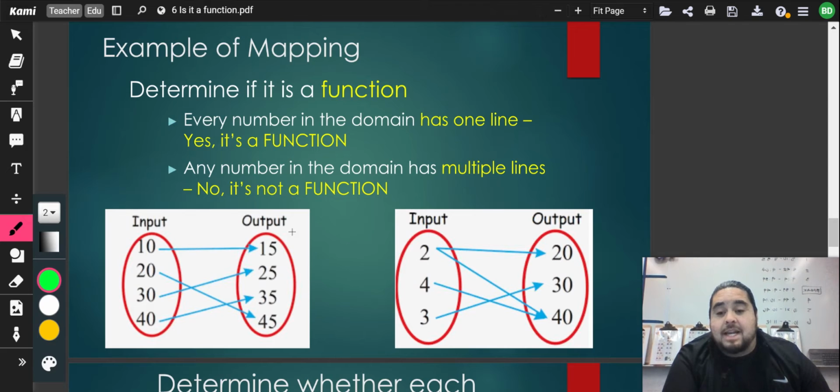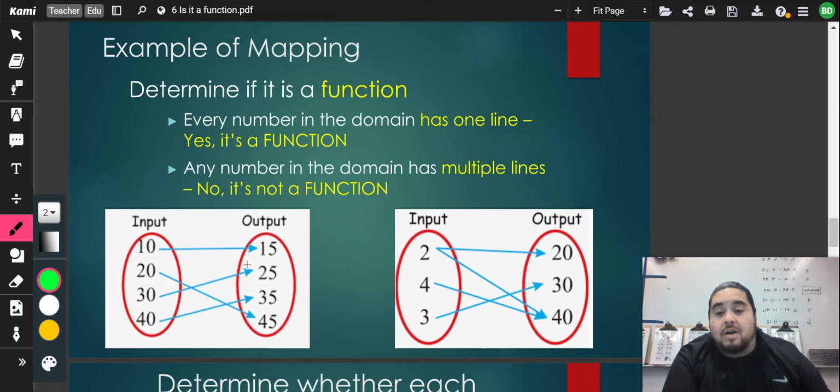So mapping is the idea that we have our domain and range, or x, y, or input, output, listed on separate sides, and then the arrows are discussing how those are connected by the ordered pair. So if you were reading this, the one on the left, you would say 10 goes with 15, so that ordered pair is 10, 15. 20 goes with 45, 30 goes with 25, 40 goes with 35.